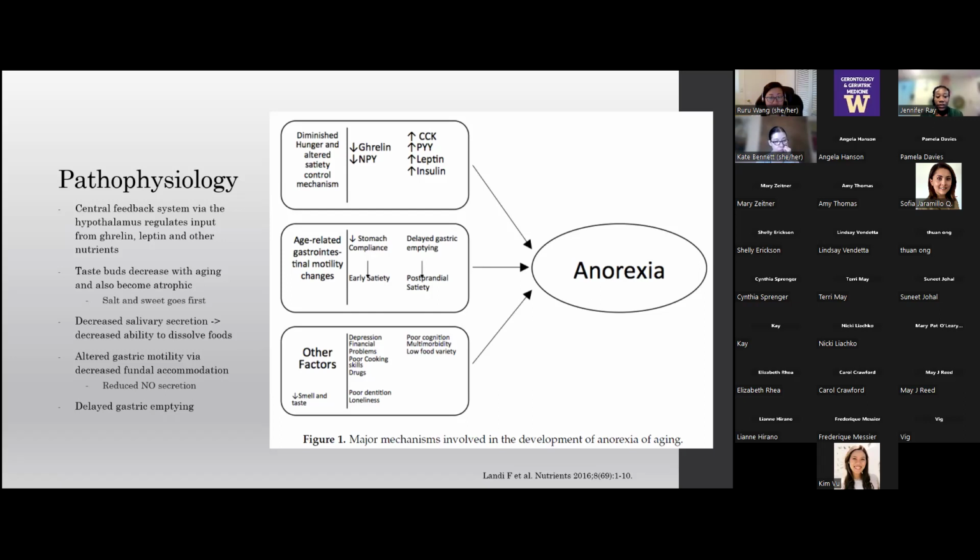Sometimes we can see altered gastric motility with decreased fundal accommodation, so the top of the stomach lacks stretching to allow food to hang in there. That occurs with reduced nitric oxide secretion. And sometimes you can see delayed gastric emptying. So again, depending on your patient population, you might want to screen for this too.